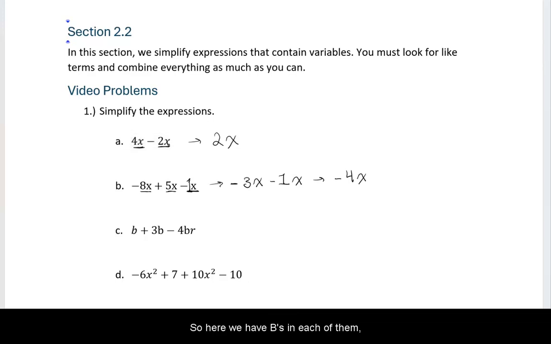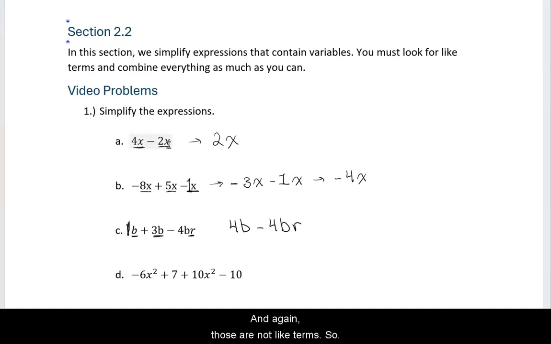So here we have b's in each of them, but notice that the last one also has an r. As soon as I see that, I know that that last term cannot be combined with the first 2 because they're no longer like terms. So here, there's that invisible 1 again. So I have 1b plus 3b, which is 4b, minus 4br. And again, those are not like terms, so I cannot combine them any further. So that is your final answer.